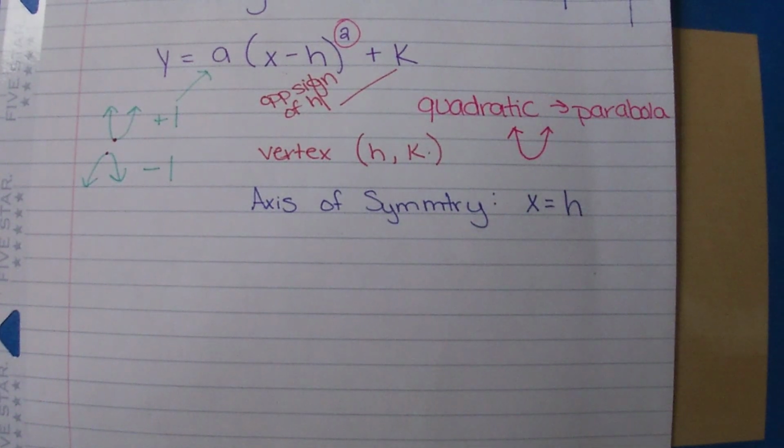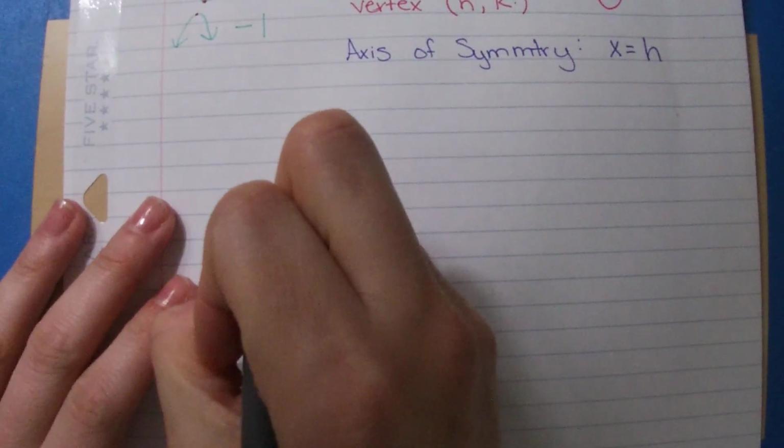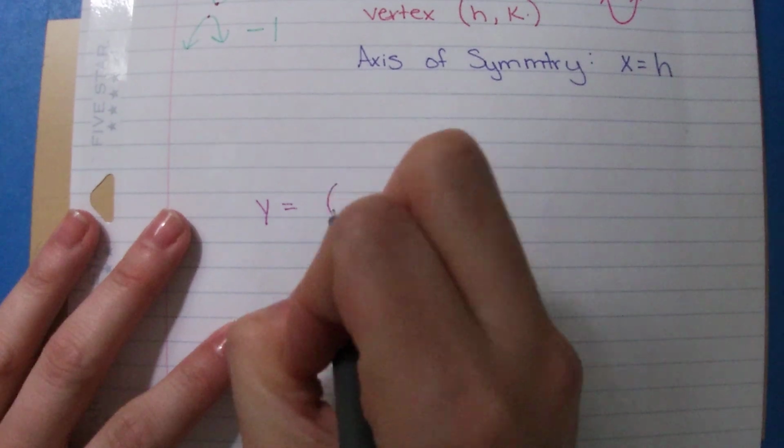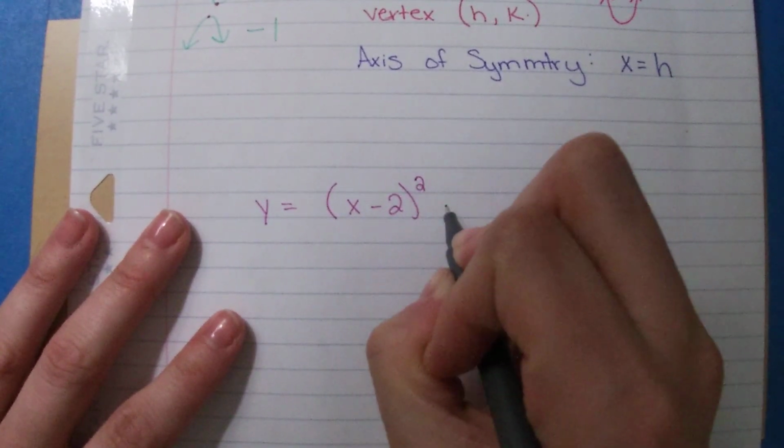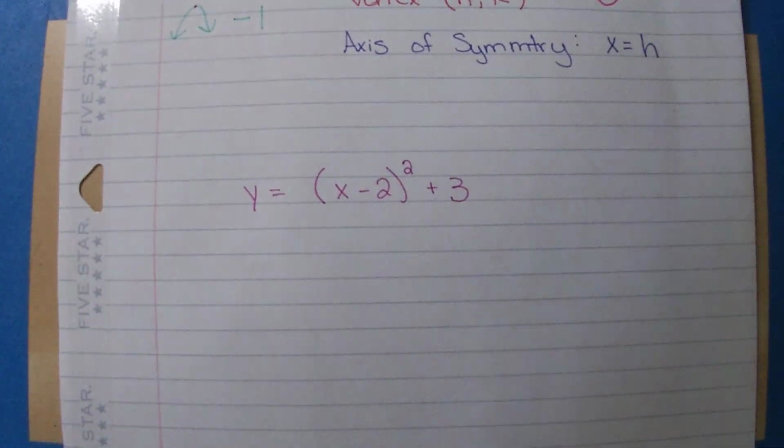And here's where I just need you to take a deep breath because you're kind of like, what is going on? Just take a deep breath. We're going to put it all together in some examples, and it'll start to make some more sense, okay? So let's say I give you the function y equals (x minus 2) squared plus 3.